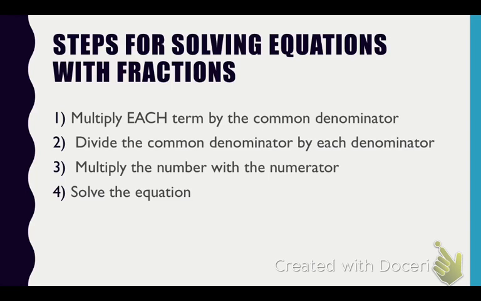So first step is to multiply each term by the common denominator. Then divide the common denominator by each denominator of your fractions. Multiply that number that you get with the numerator, and then solve the equation just like you would a multi-step equation.